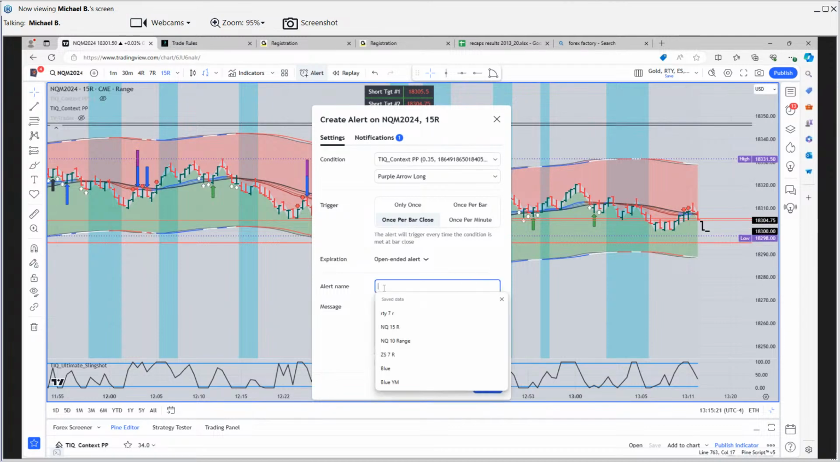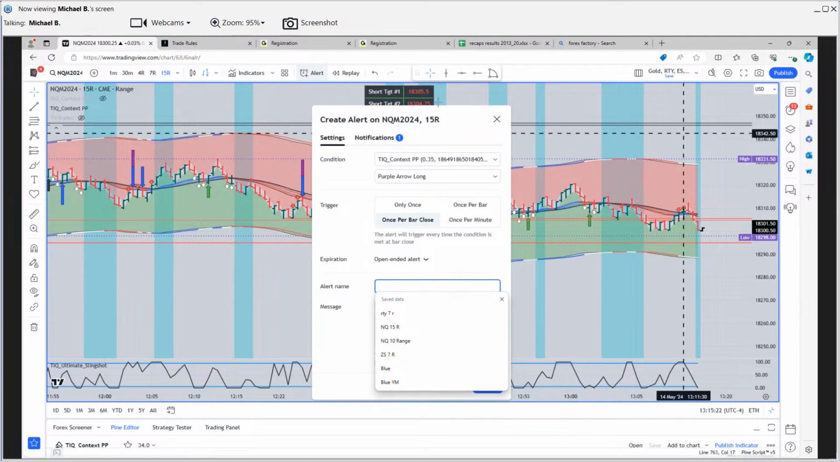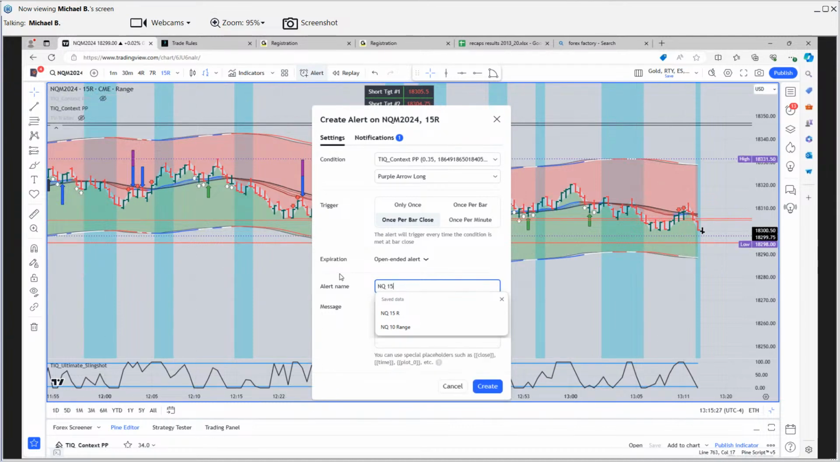And you don't have to add anything in here, but you can. Like this is the NQ15 range. I can say NQ15R P long, or RP long's not good. Let me do this.